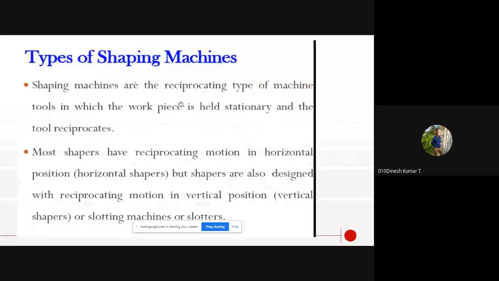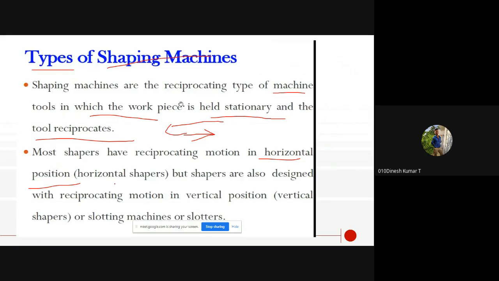Next, we see the types of shaping machines. Shaping machines are the reciprocating type of machine tool in which the workpiece is held stationary and the tool reciprocates forward and backward. Most shapers have reciprocating motion in the horizontal position, that is horizontal shapers. But shapers are also designed with reciprocating motion in the vertical position. That is called a slotting machine or vertical shaper machine. You can see the types of shapers later.